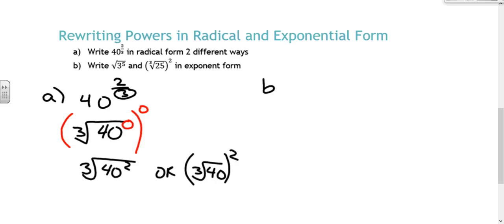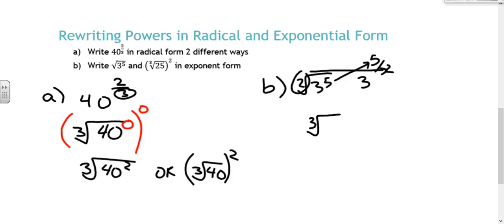If we look at B, we need to write the square root of 3 to the 5 in exponent form. So that should look like 3 to the 5 over 2. Remember, this goes in the notch, and this is the power. And the cube root of 25 squared changes to 25 to the 2/3.